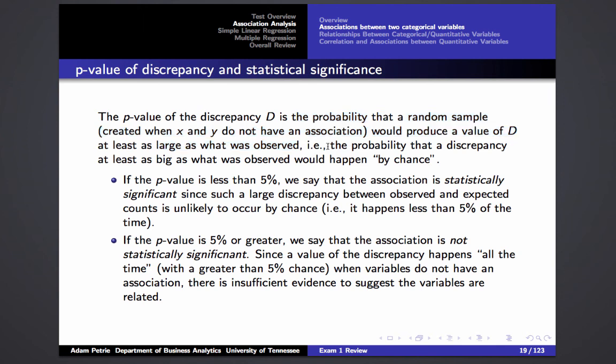Or in other words, the p-value is essentially the probability that a discrepancy at least as large as what was observed would happen just by chance. We'll talk about how you get that p-value in a second, but if you remember our golden rule for when something was statistically significant, if that p-value was less than 5%, we say the association is statistically significant, since it's unlikely, there's less than a 5% chance, that such a large discrepancy between the observed and expected counts would happen just by chance. If that p-value is 5% or greater, we say the association is not statistically significant, since it's relatively likely that could just happen by chance. We don't need to invoke an association to explain that discrepancy.